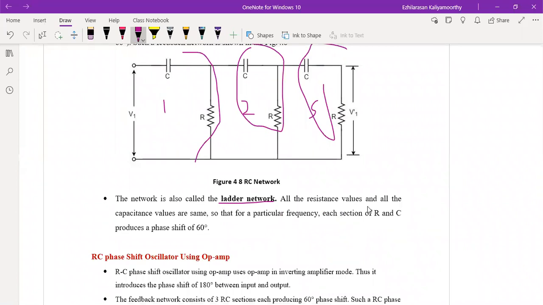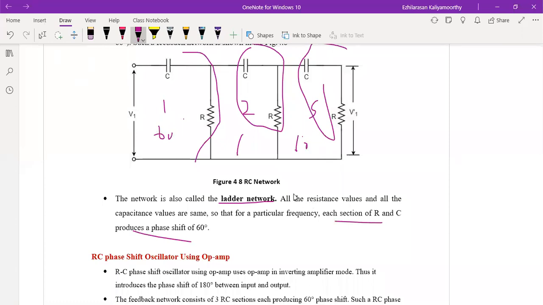Now let us see, all the resistance values and all the capacitance values are the same. You have to make an assumption like this: at a particular frequency, each section of R and C produces a phase shift of 60 degrees. This is 60 degrees, then this will be 60 degrees, then this will be 60 degrees, a total of 180 degrees.